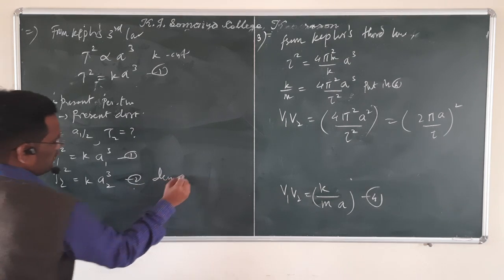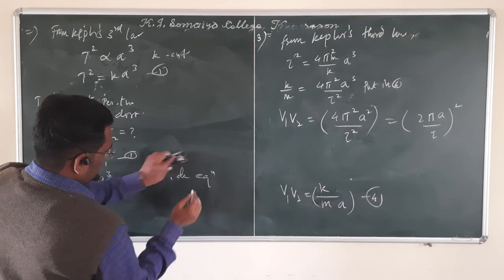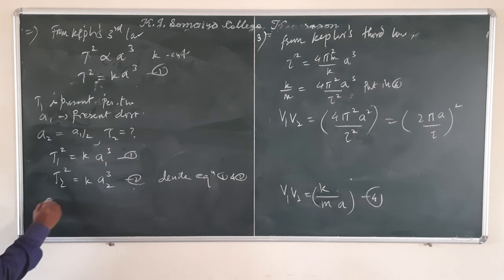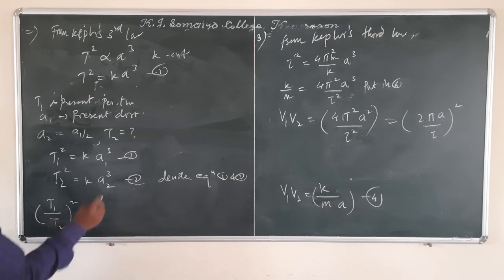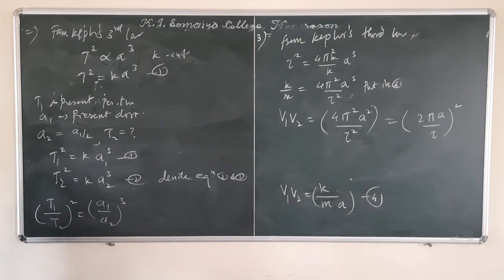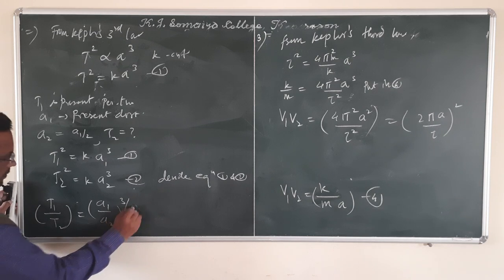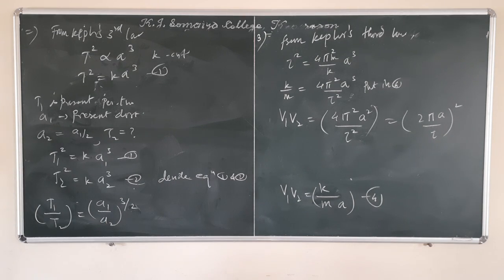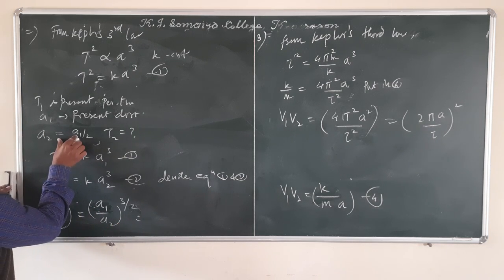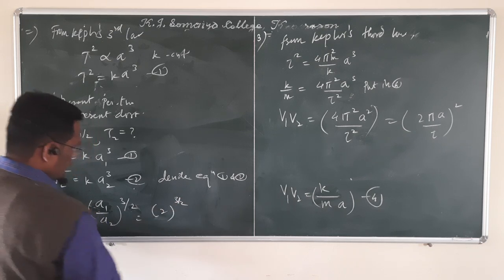So divide equation 1 and 2, you will get T1 upon T2 whole square is equal to, this k will get cancelled, a1 upon a2 whole cube. Okay, so T1 upon T2 is the power 3 by 2 of a1 divided by a2. If you take A1 divided by A2, from the given situation it is nothing but 2, so T1 upon T2 is 2 raised to 3 by 2.